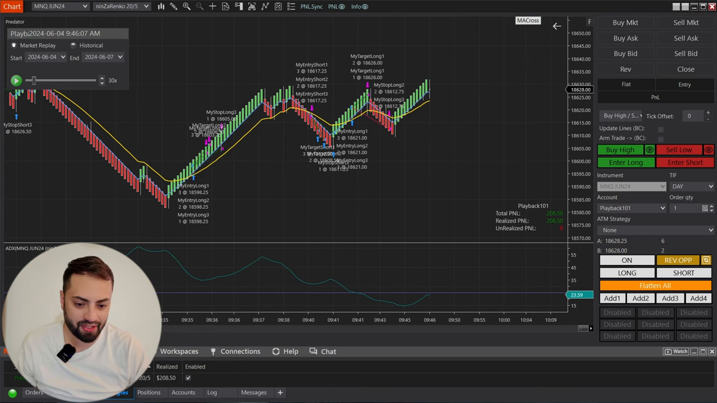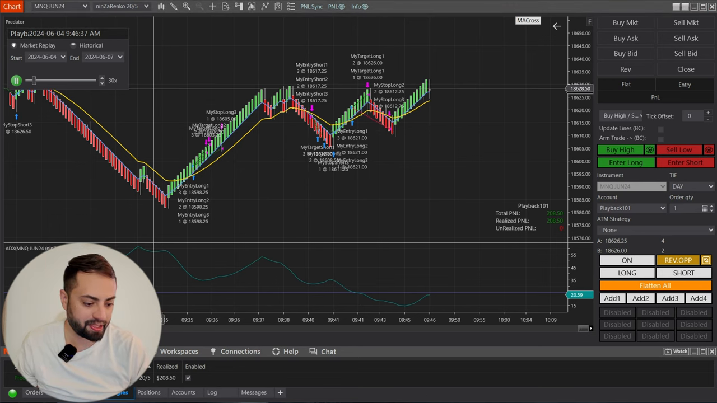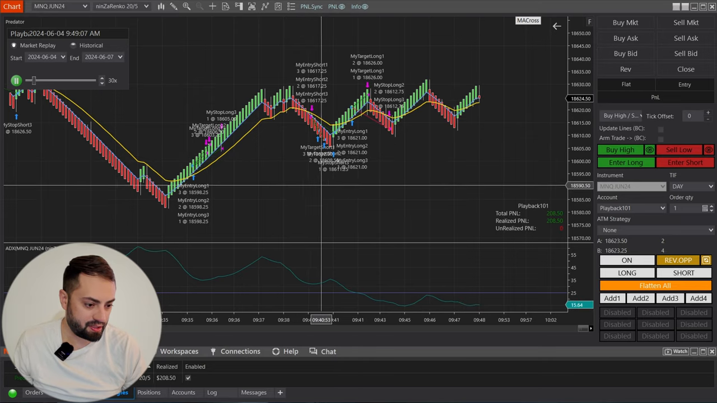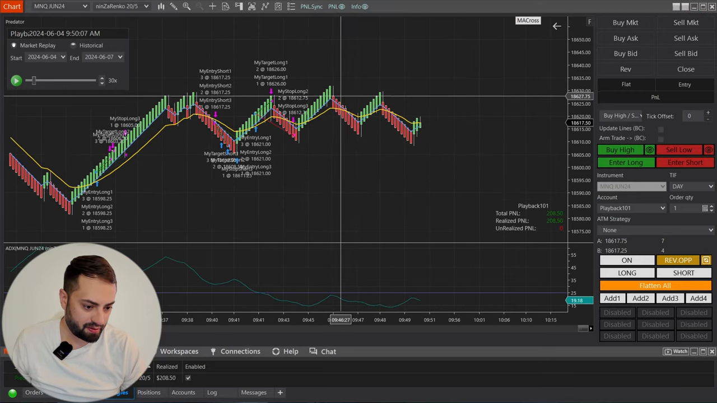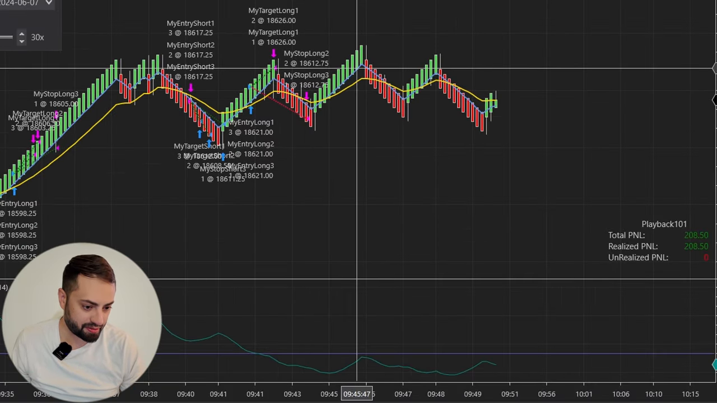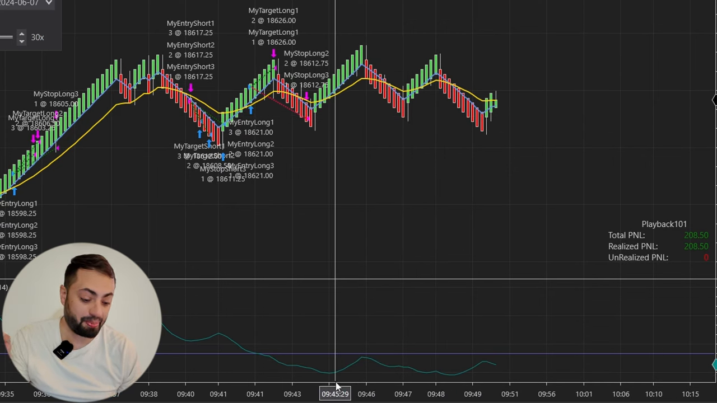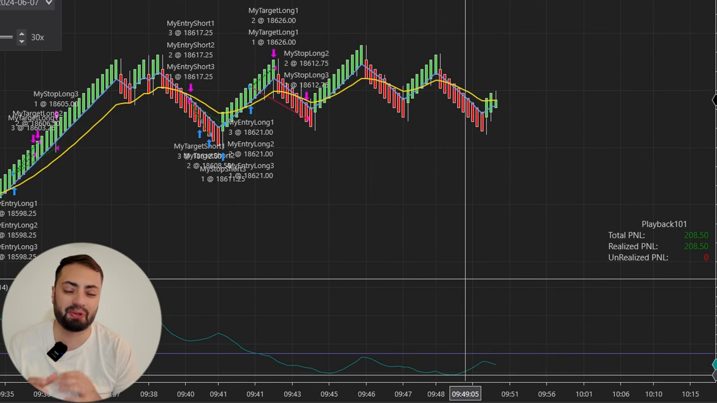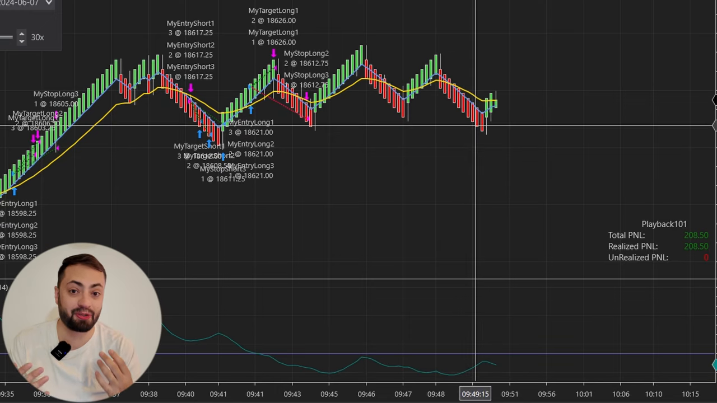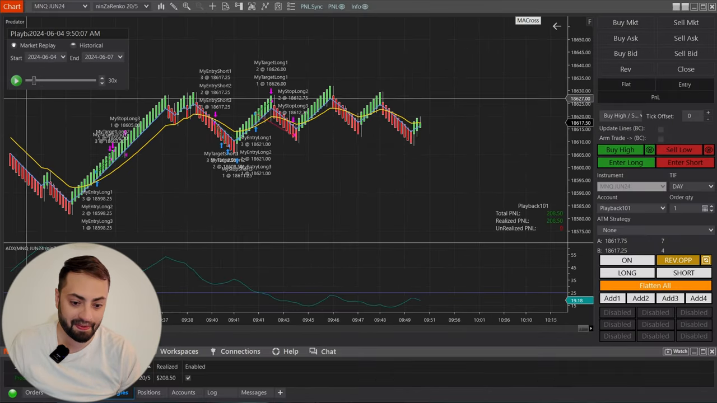So I'm going to leave that on. And again, just hit play. And as you can see, we had some crossovers here. We went up, down, up, down, but our ADX was below the blue line. This means we were not in a good trend, so there are no valid entries here.